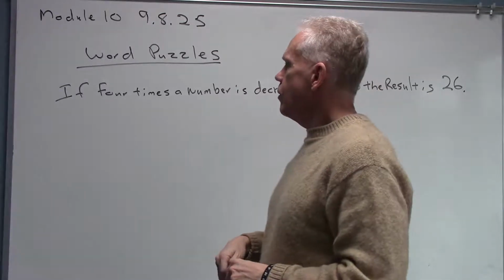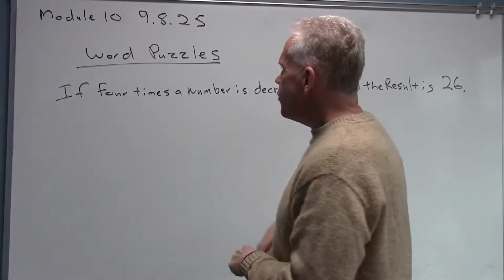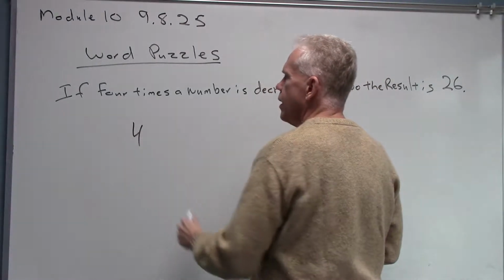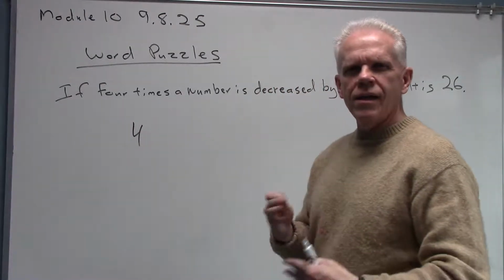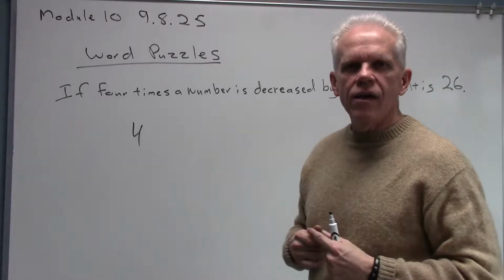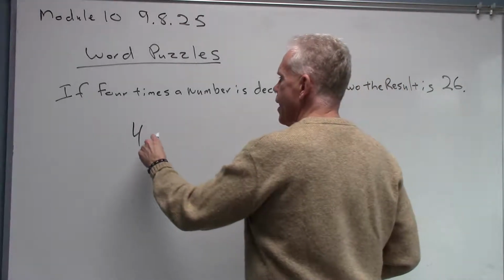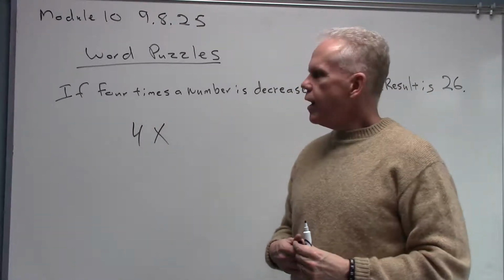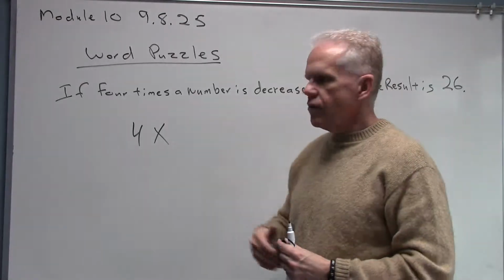4 times the number. That's my first piece right there. I'm going to take a 4, and a number will be an unknown. We don't know what the number is. Hey, I know. Let's call it x. 4 times the number, so 4 times x. We can just write 4x. That's 4x. I'm good with that.